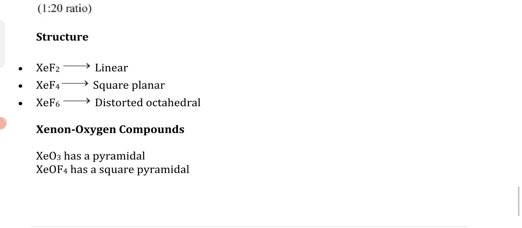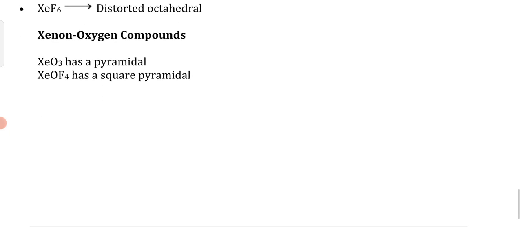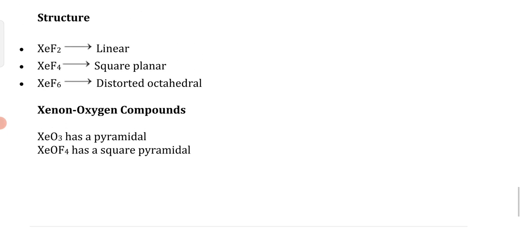Now xenon oxygen compounds: generally XeO3 has a pyramidal structure, and XeOF4 has a square pyramidal structure. So from group 18 generally we can see that xenon can make some compounds with fluorine and oxygen only. Okay, and other elements are very inert, their size is small, and they have high ionization enthalpy, that is why they cannot make compounds.